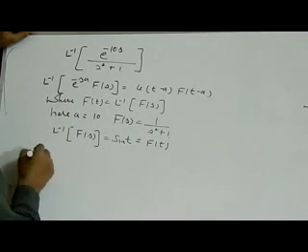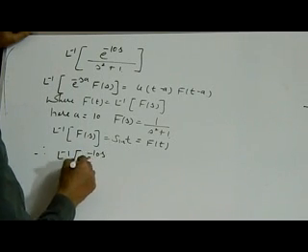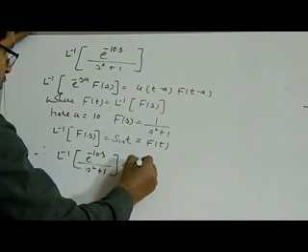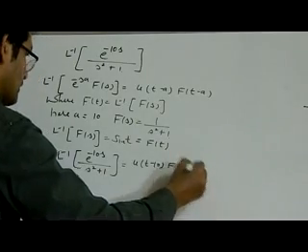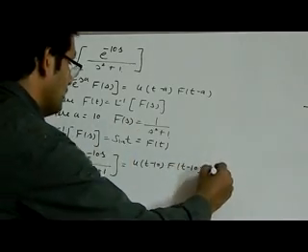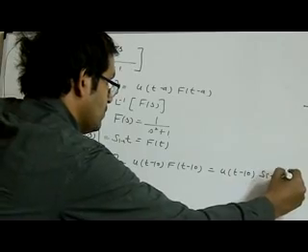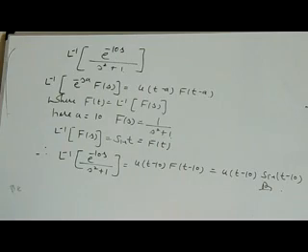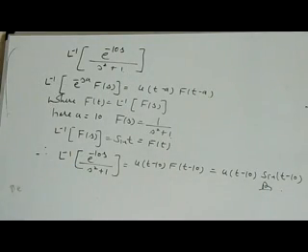So therefore L inverse of e to the power minus 10s upon (s square plus 1) will simply be u(t minus 10) into f(t minus 10). Now what will be f(t minus 10)? Because f(t) is sine t, it will be u(t minus 10) into sine of (t minus 10). That will be the answer. Now I want you to do one more example of this type also. It is a very interesting result.